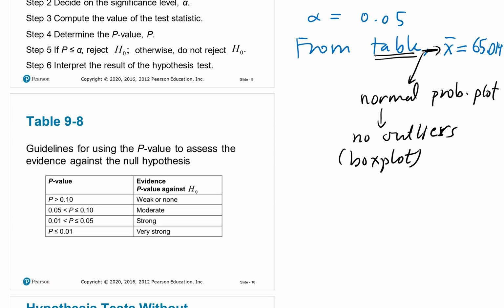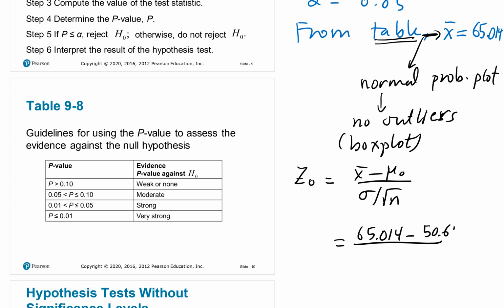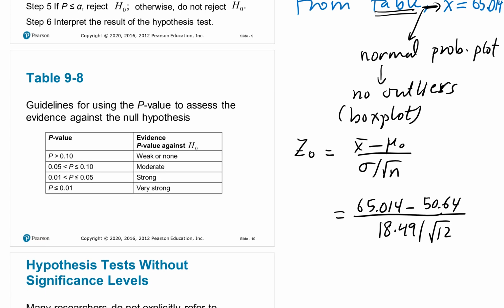So now we can use the z sub 0, which is x bar minus mu sub 0 over the standard deviation for the population over the square root of n. This one we found from the given table. This one was given to us, 50.64, and this one is 18.49, divided by the square root of 12. If you put that in the calculator, it's 2.69.